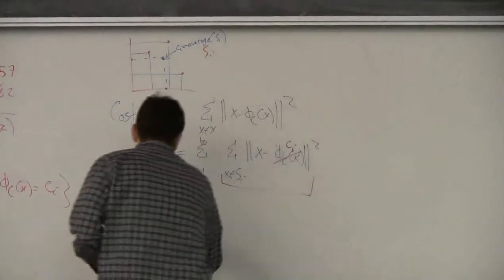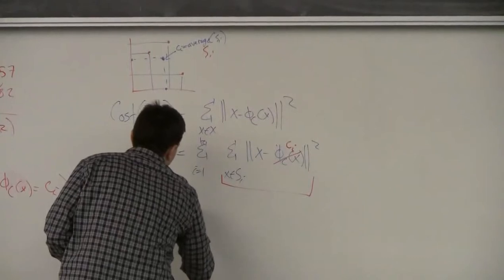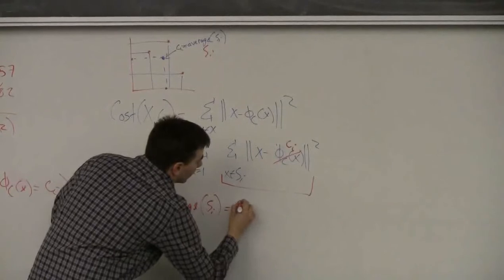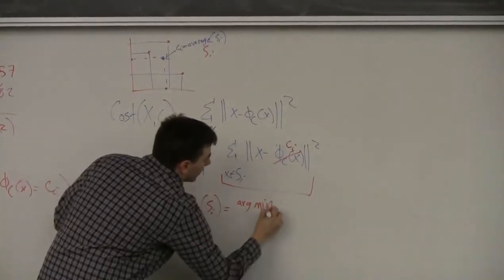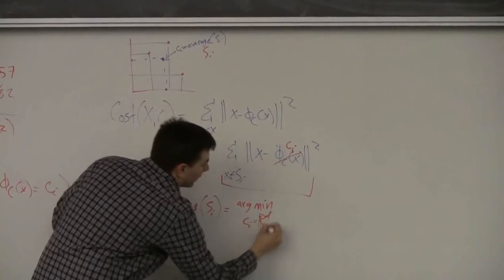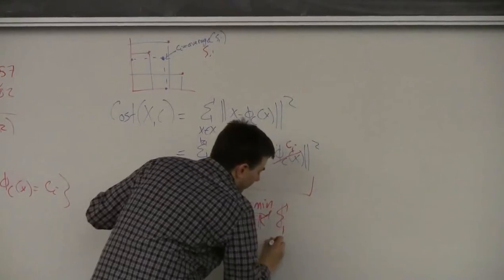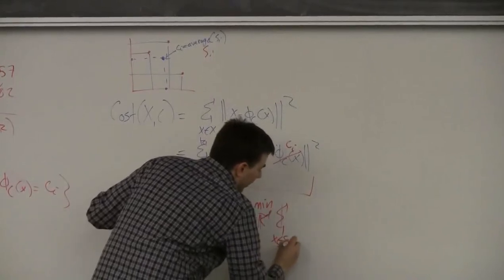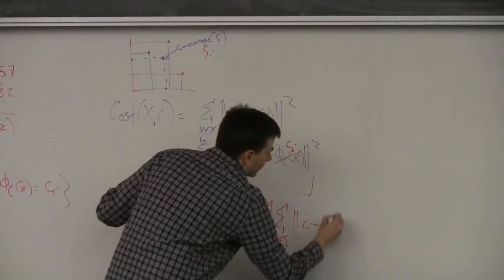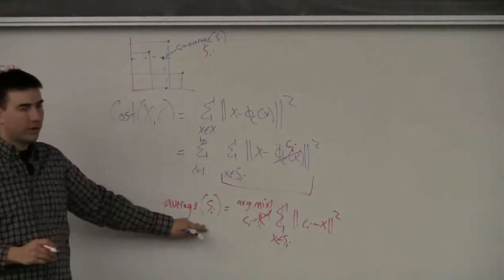Right, so there's this property that the average of S_i is equal to the arg min over c_i in R^d of the sum over x in S_i of the distance from c_i to x, squared. So I minimize this quantity when I choose the average.